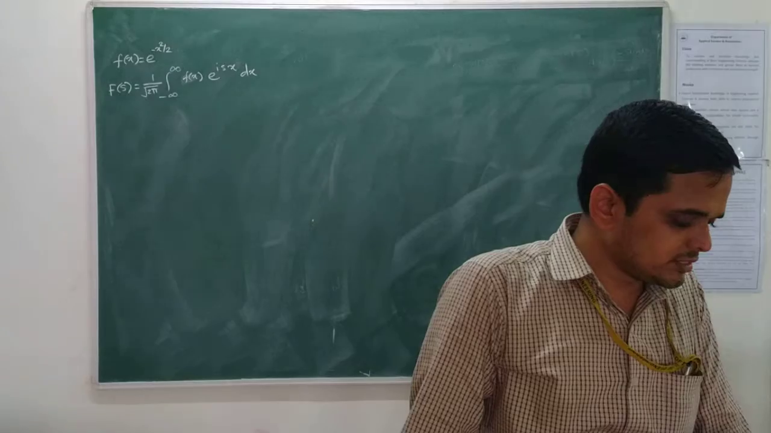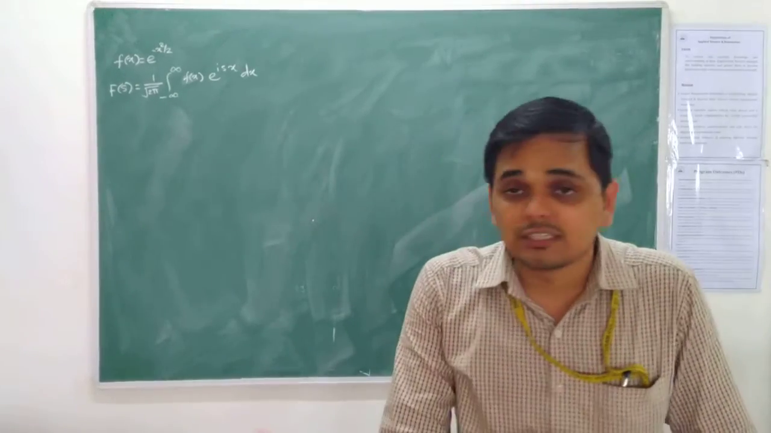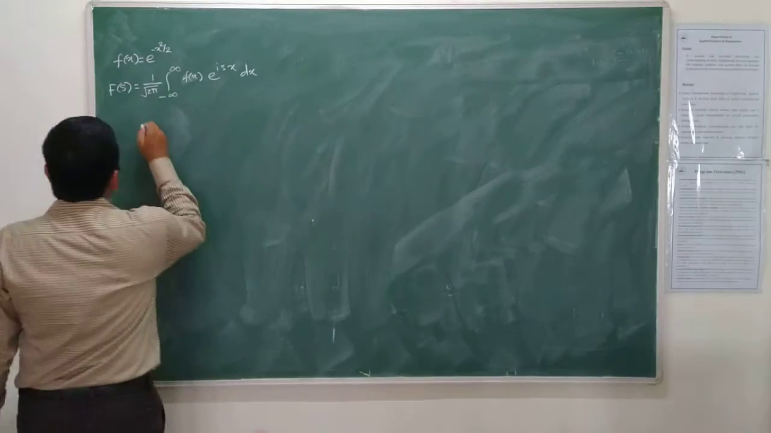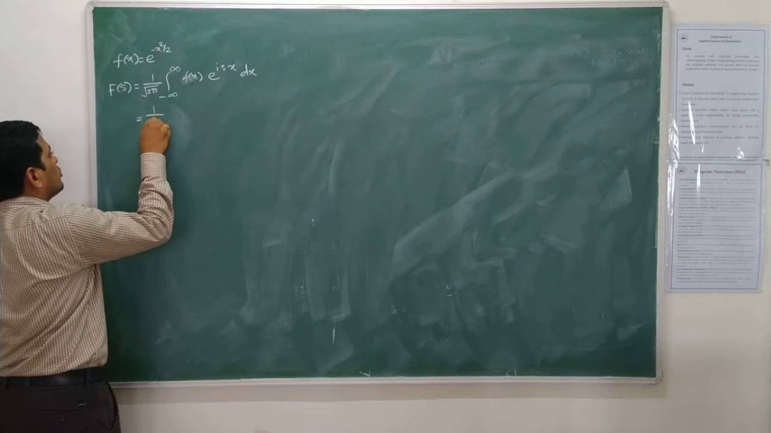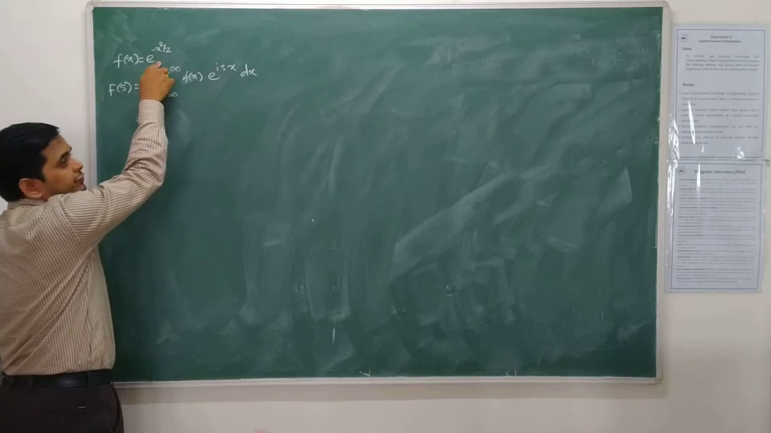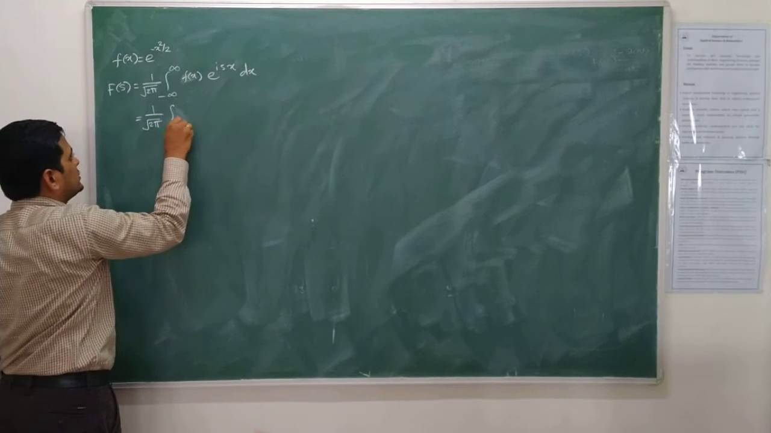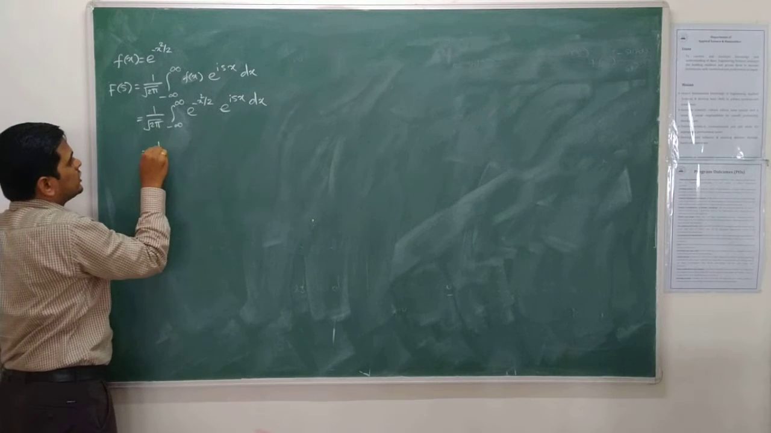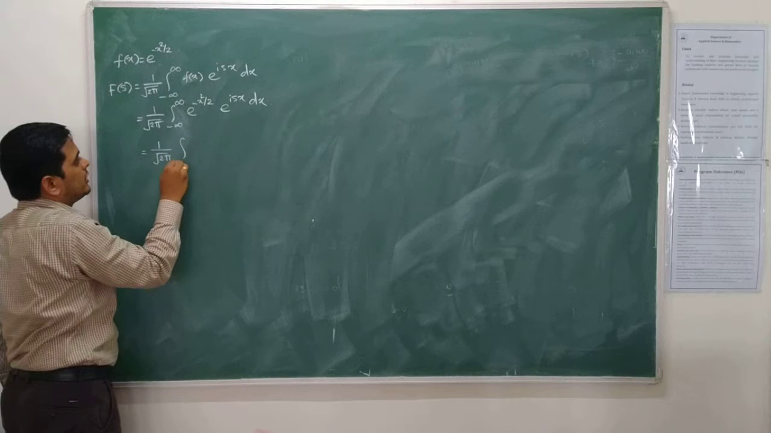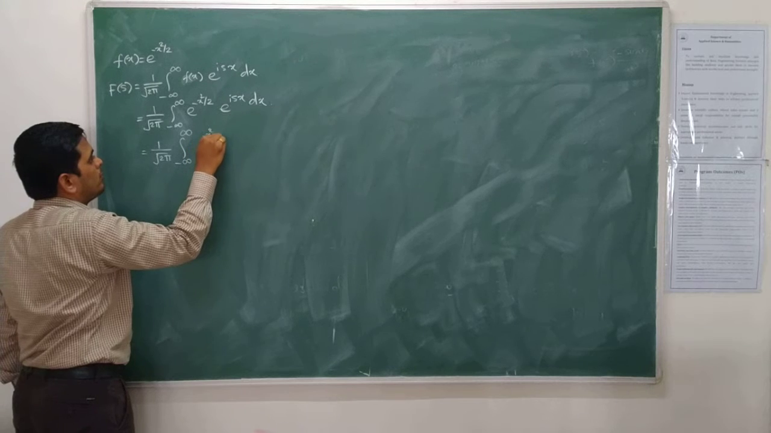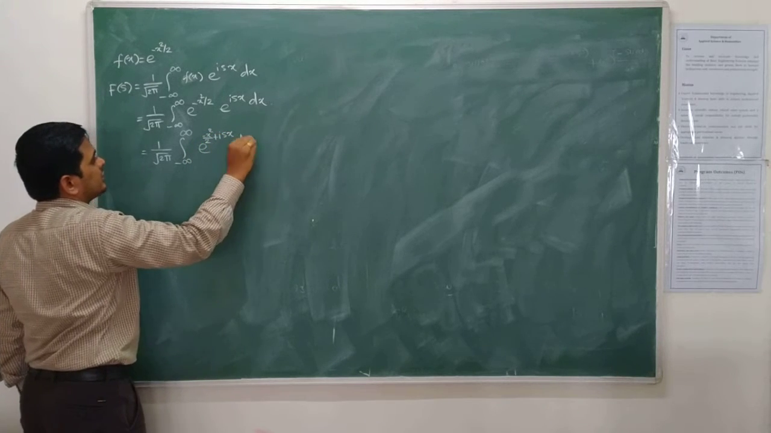So using this, we are interested to work out the Fourier transform of f of x is equal to e raised to minus x square upon 2. Now, this is equal to 1 upon square root 2 pi. As the interval is not specified for this function, we understand that it is defined over minus infinity to plus infinity. e raised to minus x square by 2 into e raised to i s x dx, which gives us 1 upon square root 2 pi integration from minus infinity to plus infinity e raised to minus x square upon 2 plus i s x dx.